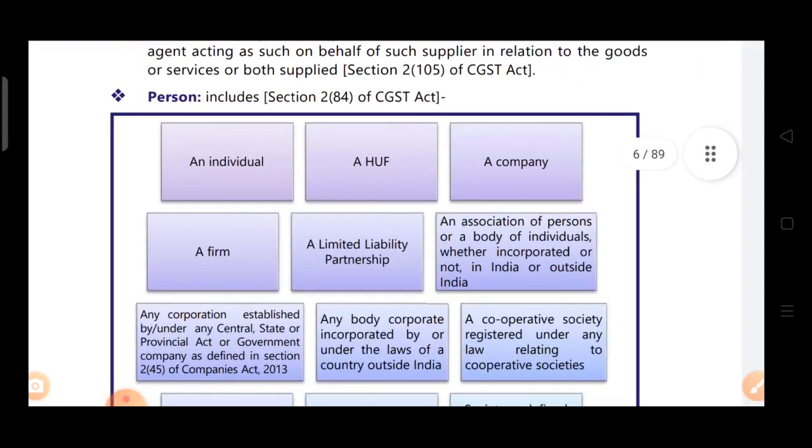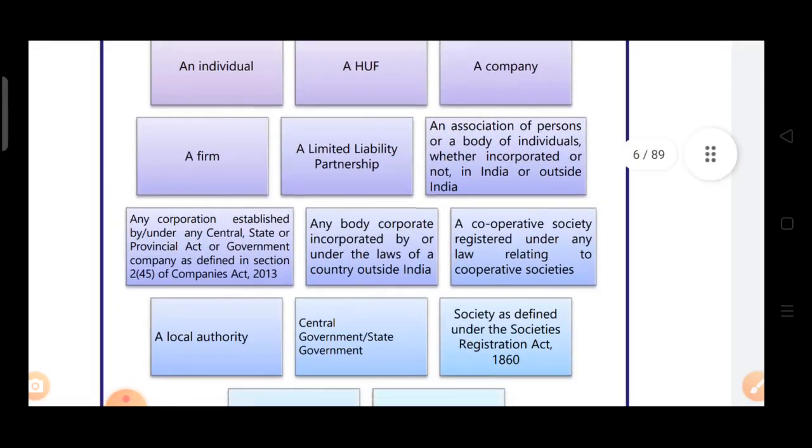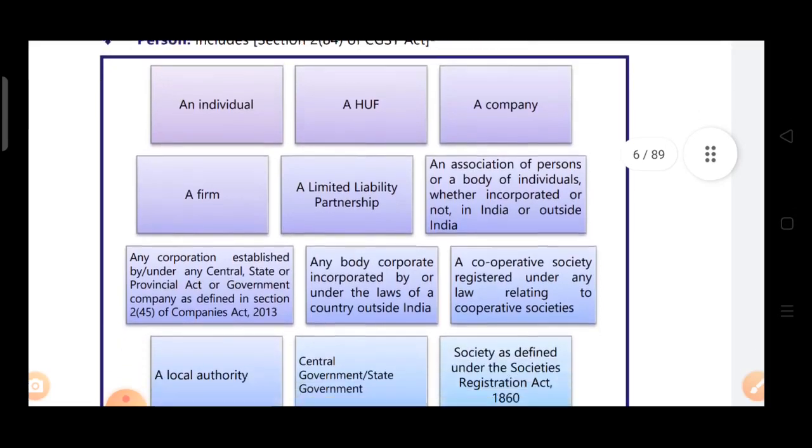Let's recap once. Person includes individual, HUF, company, firm, LLP, AOP, corporation, body corporate, cooperative society, local authority, central and state government, society as defined in the Societies Registration Act, trust, and every artificial juridical person. So the definition of person is done.